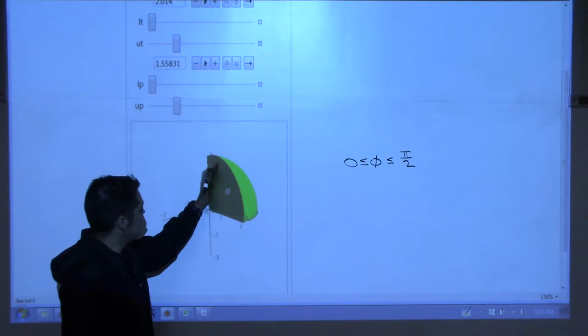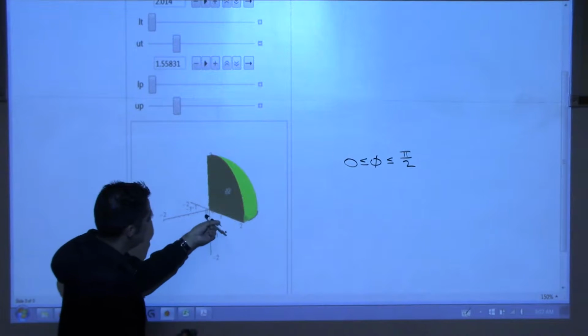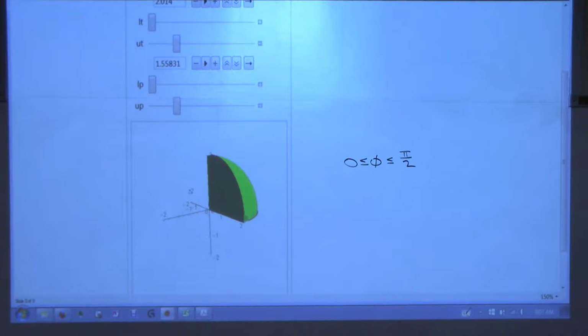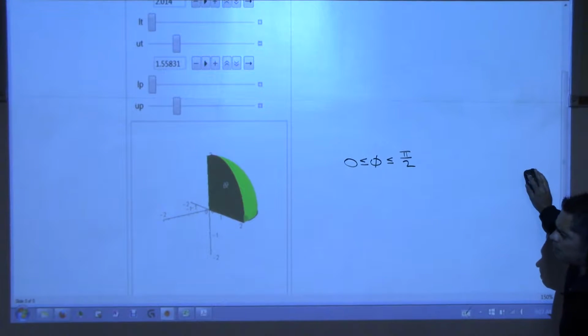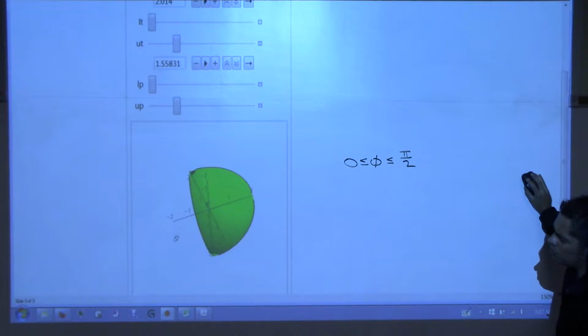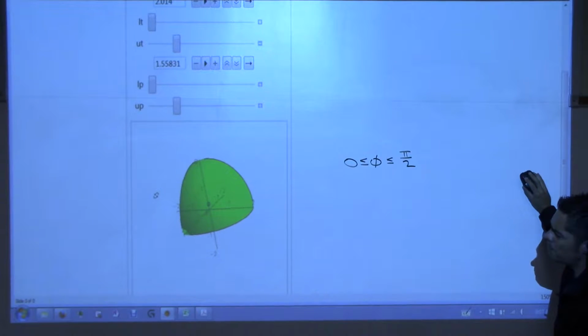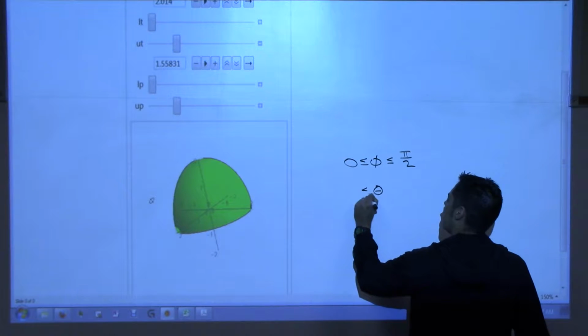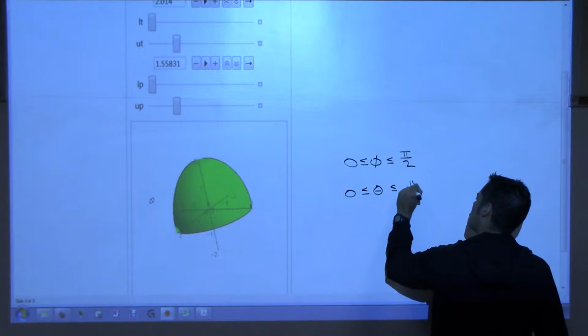So phi is between 0 and pi over 2. And then my theta is the angle on the ground here. And again, I am only in the first octant. So if I look at it from the top, I can see the angle. This is the x-axis. I'm swinging over towards the y-axis. So that again is a quarter rotation. That's going to be pi over 2. So theta is between 0 and pi over 2.